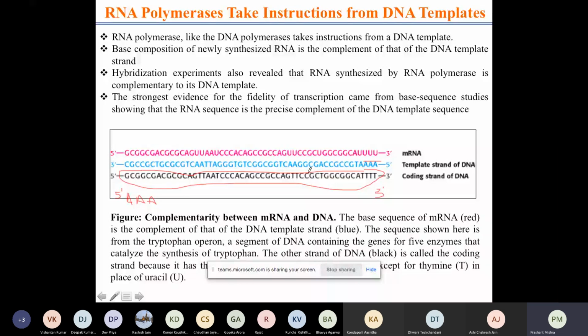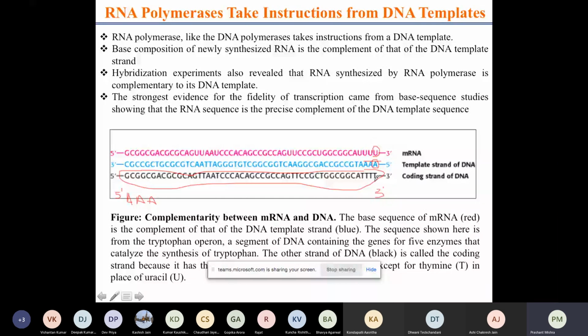So you see the reversal. Now what is happening here is you have adenine. Now if I have a DNA strand, what should have been synthesized? It should have been T over here. But because it is mRNA, you will have U.